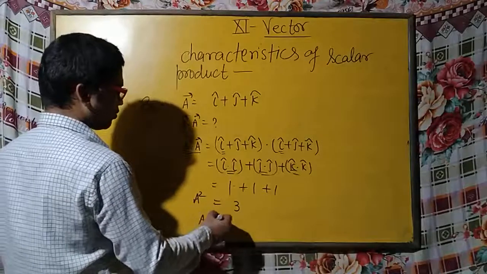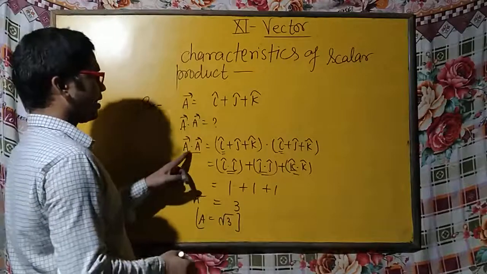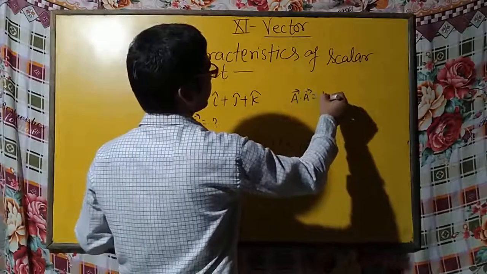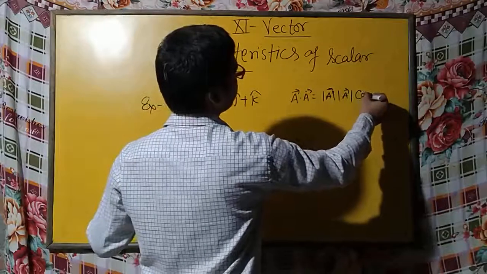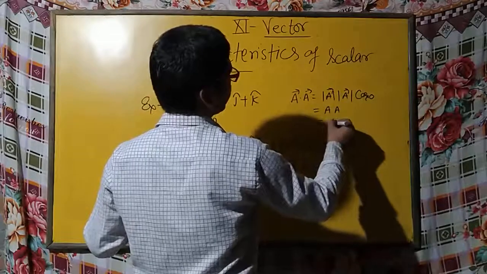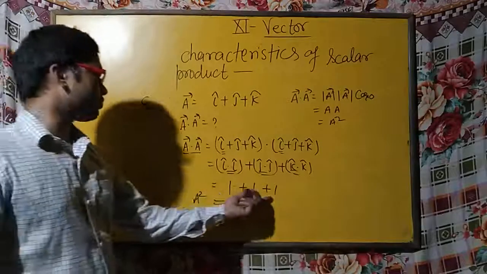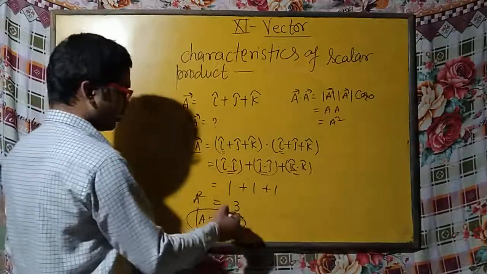Now a is equal to under root 3. How can you write a? Since a dot a is equal to magnitude of a, then magnitude of a, then cos 0, so this will be a into 1. So this will be a square. So you can write here a square and this will become 3. So the value of a is under root 3.